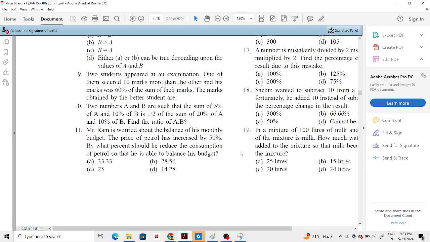So this is again that inverse and direct variation sum. To balance his budget, that means the budget has to remain constant. Budget means his expenditure. His expenditure needs to remain constant, and the price of petrol is increasing, so consumption needs to be reduced so that the budget is balanced. So that means consumption is inversely proportional to price. So C1 by C2 is equal to P2 by P1.